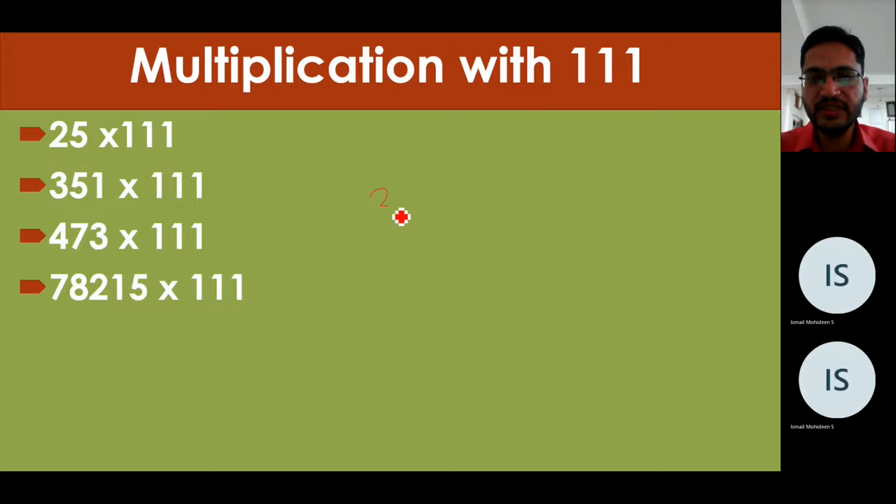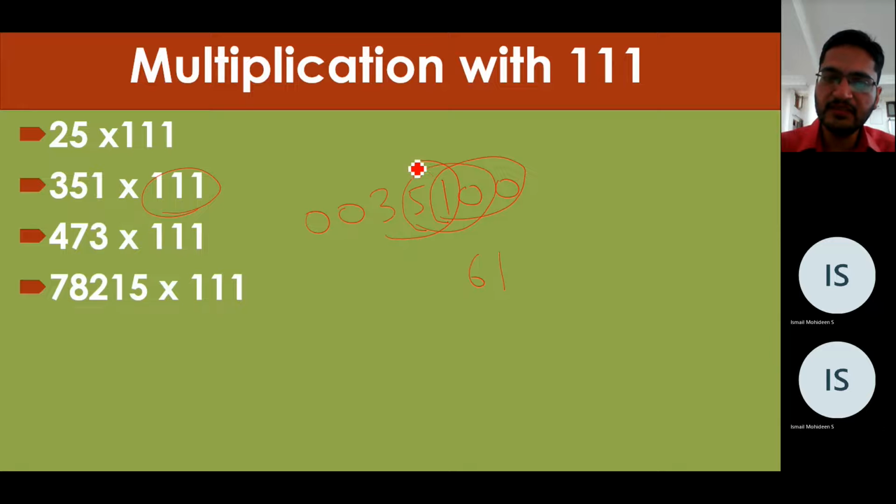Now next example, we have 351, and we are to multiply this with 111. Because here are 3 ones, 2 0 in the last and 2 0 in the first. Now I will add a pair of 3 digits. 1 plus 0 plus 0, 1. Next pair 5, 1, 0, that is 6. Next pair 3, 5, 1, we will get 9. Next pair 0, 3, 5, 8. And next 0, 0, 3, that is 3. So the answer will be 3, 8, 9, 6, 1.